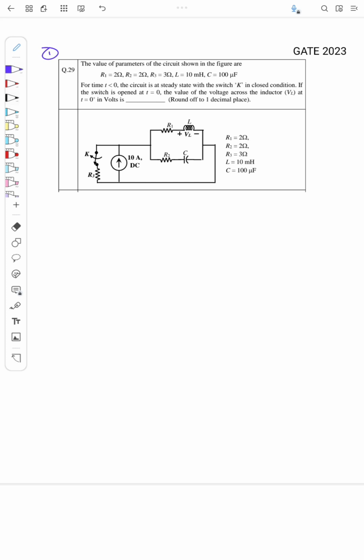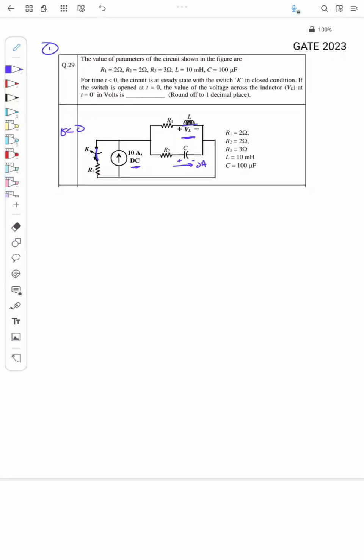So the question is, for t less than 0, for a long time this switch K is kept closed, right? And what happens at t equal to 0? This switch is opened and we need to find what VL is. Okay, so when the switch is closed for a long time, this is a DC current. So what happens? The inductor will act as a short for this DC current at steady state. And what happens to the capacitor? It will act like an open circuit, or the capacitor will charge to a particular voltage and there won't be any current through the capacitor, right?